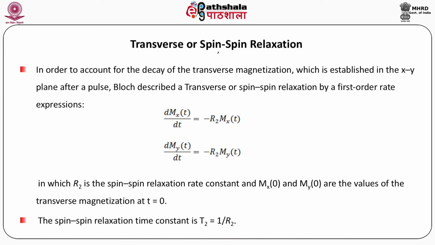Transverse or spin-spin relaxation. In order to account for the decay of the transverse magnetization, which is established in the xy plane after a pulse, Bloch described the transverse or spin-spin relaxation by a first order rate expression: dMx(t)/dt equals minus R2 Mx(t) and dMy(t)/dt equals minus R2 My(t), in which R2 is the spin-spin relaxation rate constant and Mx(0) and My(0) are the values of the transverse magnetization at t equals 0. The spin-spin relaxation time constant T2 is equal to 1 by R2.